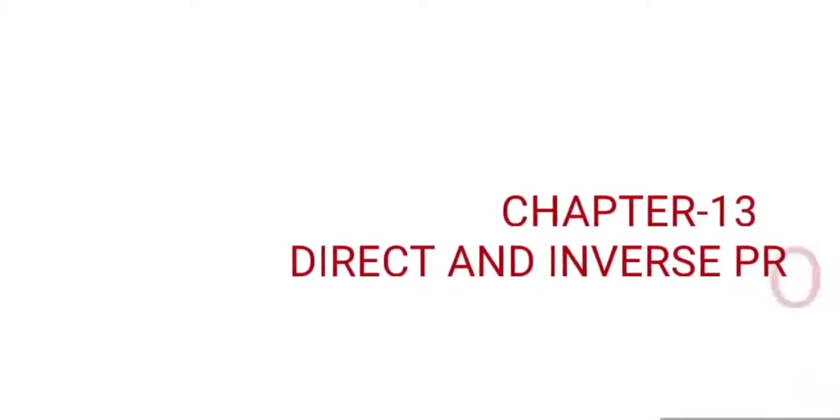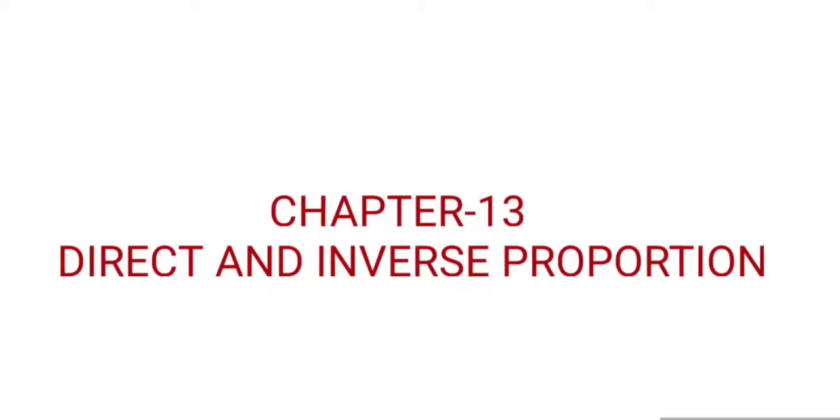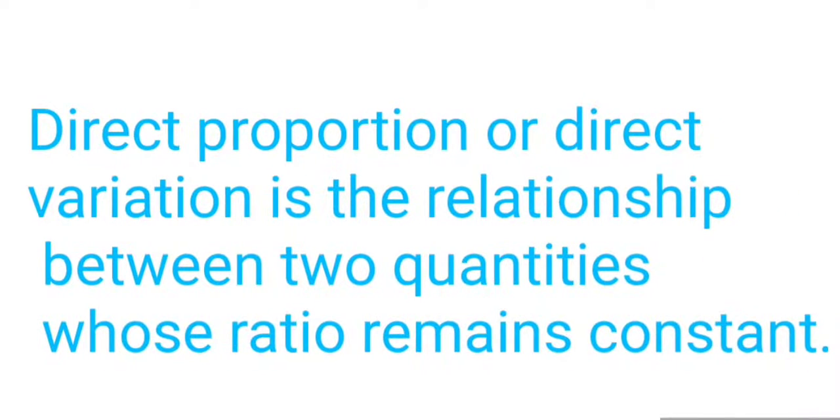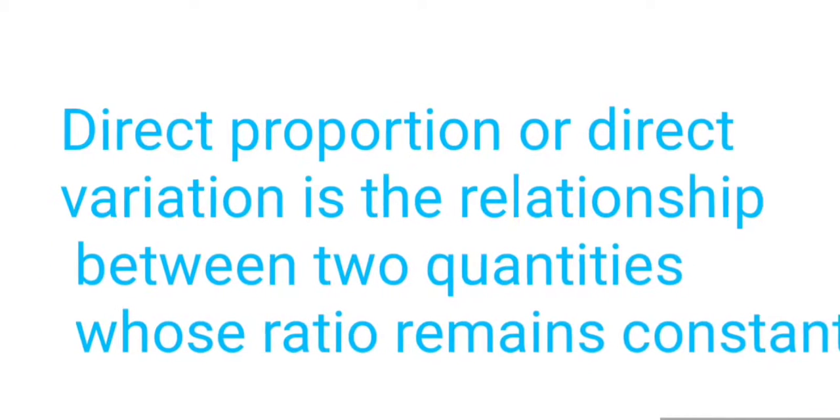Hello scholars, today we are going to start chapter number 13, direct and inverse proportions. So first see the definition of direct proportion. Direct proportion, or we can say direct variation, is the relationship between two quantities whose ratio remains constant.